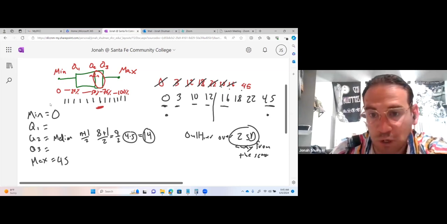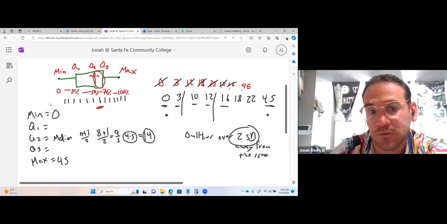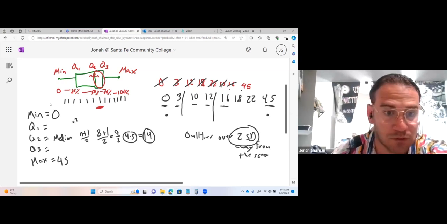All right, now our Q1. I have 4 scores here, 4 scores from the line. I draw another line. So this is halfway between these. There's a formula for it too. It's just this times 25%, so 0.25 times (n plus 1) over 2.